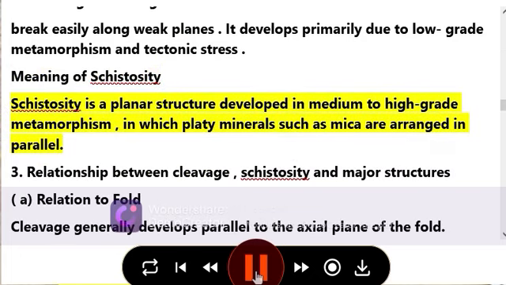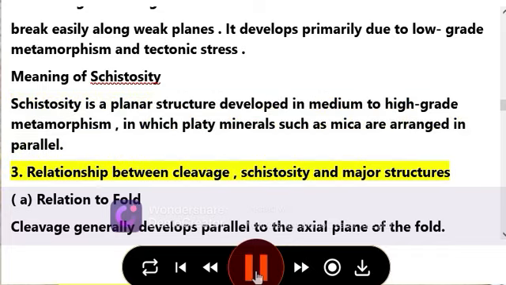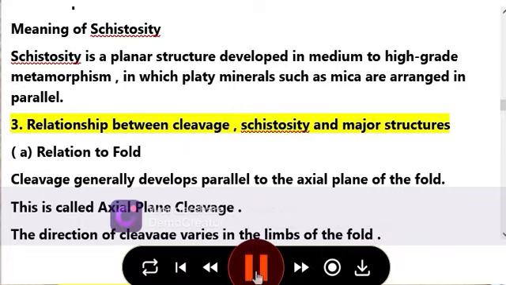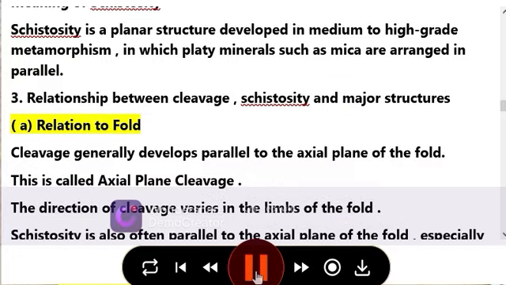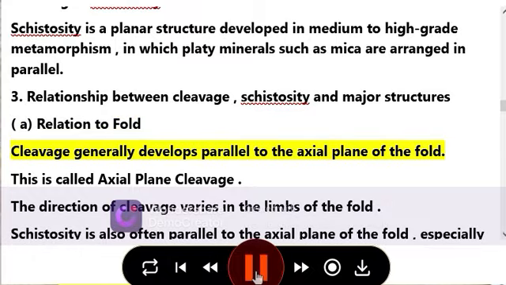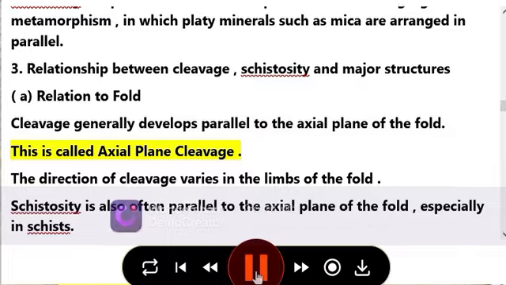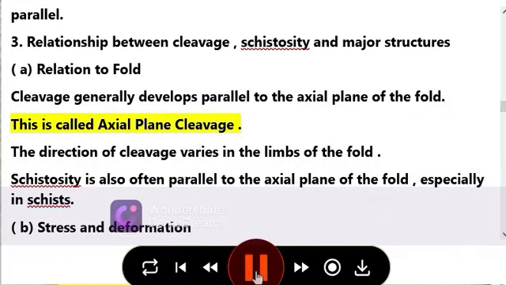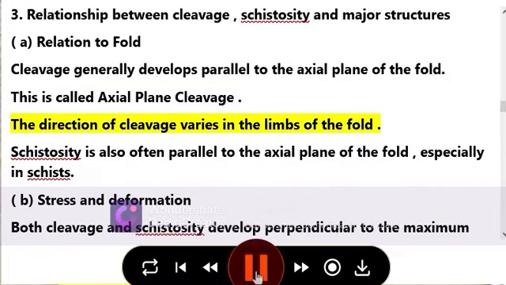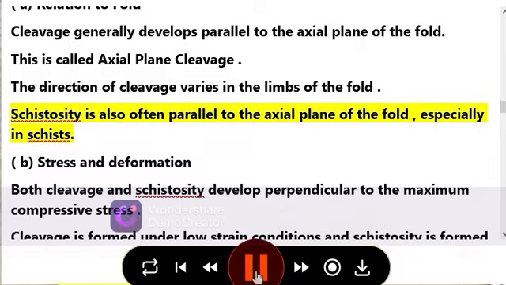2. Meaning of schistosity. Schistosity is a planar structure developed in medium to high-grade metamorphism, in which platy minerals such as mica are arranged in parallel. 3. Relationship between cleavage, schistosity and major structures. A. Relation to fold. Cleavage generally develops parallel to the axial plane of the fold. This is called axial plane cleavage. The direction of cleavage varies in the limbs of the fold.